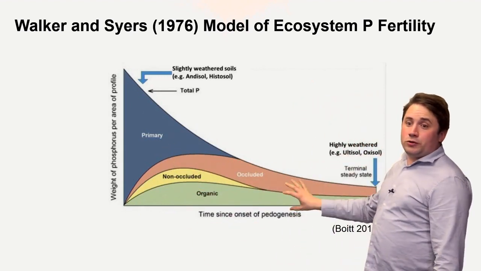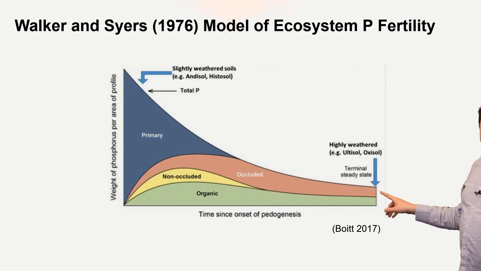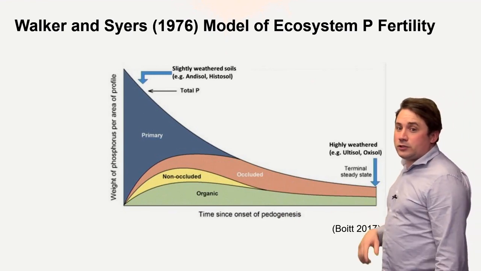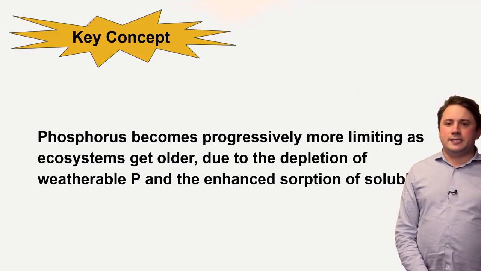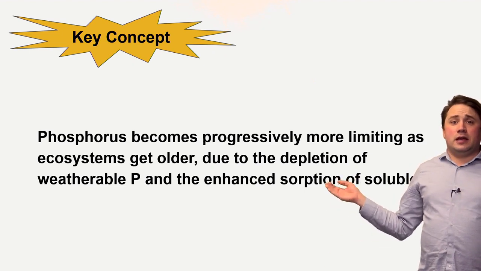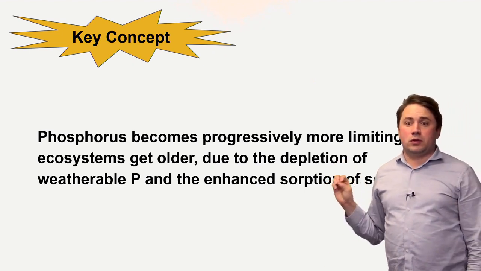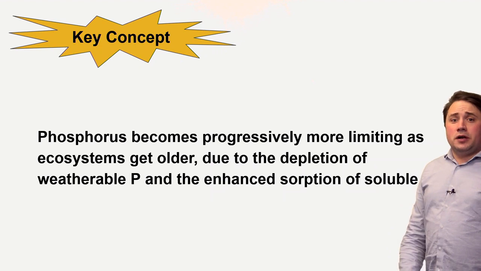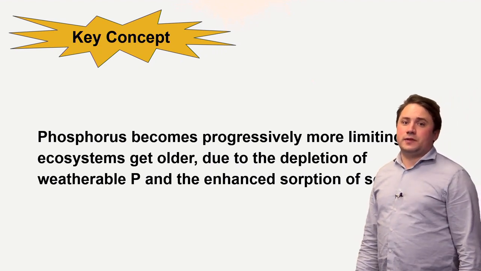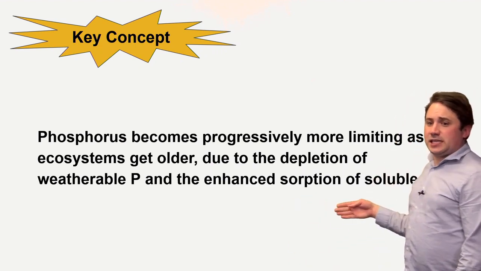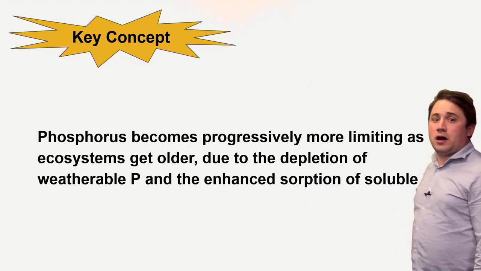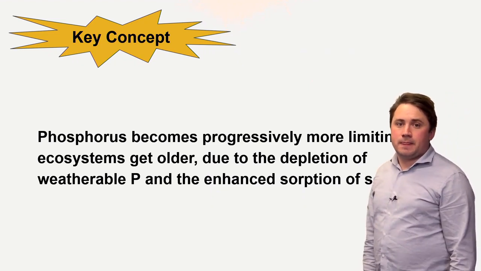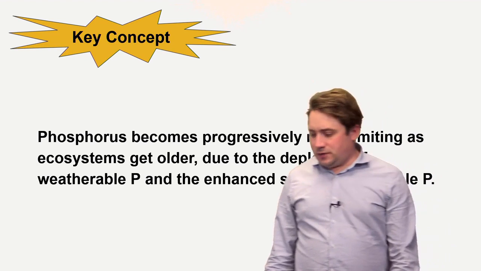But as your soils get older and older, you end up with phosphorus limitation in your very oldest soils. So just to restate this again, phosphorus in the ecosystem becomes progressively more limiting as ecosystems get older due to the depletion of weatherable phosphorus from primary minerals and the enhanced absorption of soluble phosphorus to clays and other mineral surfaces. So where do we see this phosphorus limitation?